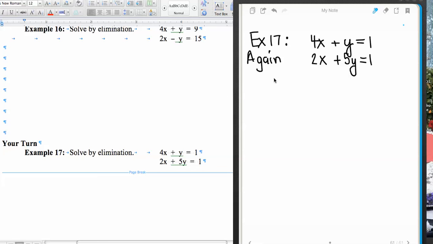I'm going to do example number 17 again to show you that you can eliminate the x variable and get the exact same answer. So this time I'm going to focus my attention on the x's, and I'm going to eliminate it by multiplying by a -2.